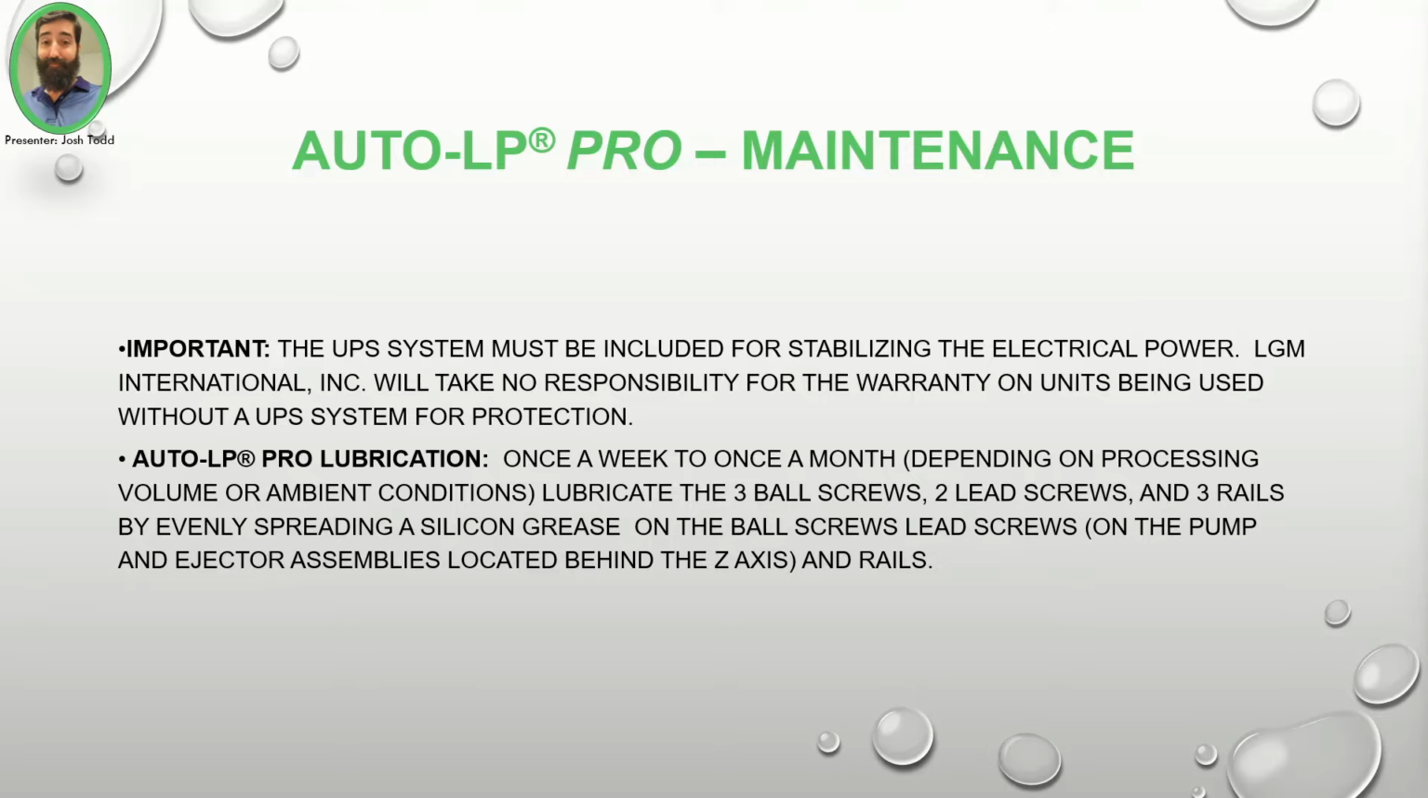AutoLP Pro Lubrication. Once a week to once a month, depending on processing volume or ambient conditions, lubricate the 3 ball screws, 2 lead screws, and 3 rails by evenly spreading a silicone grease on the ball screws and lead screws, on the pump and ejector assemblies located behind the Z-axis and rails.